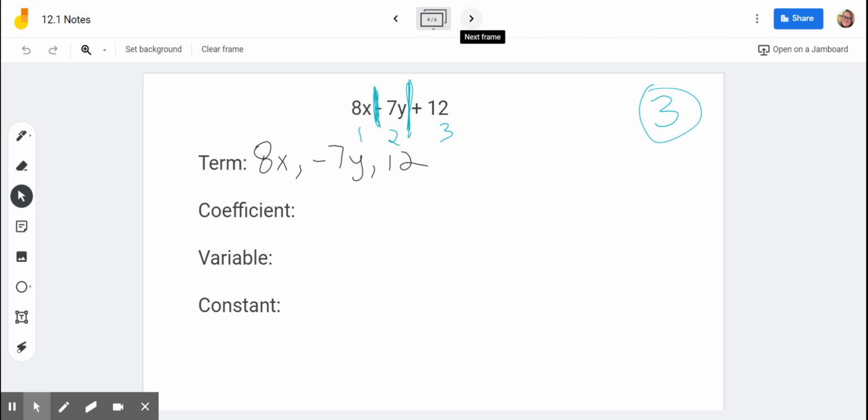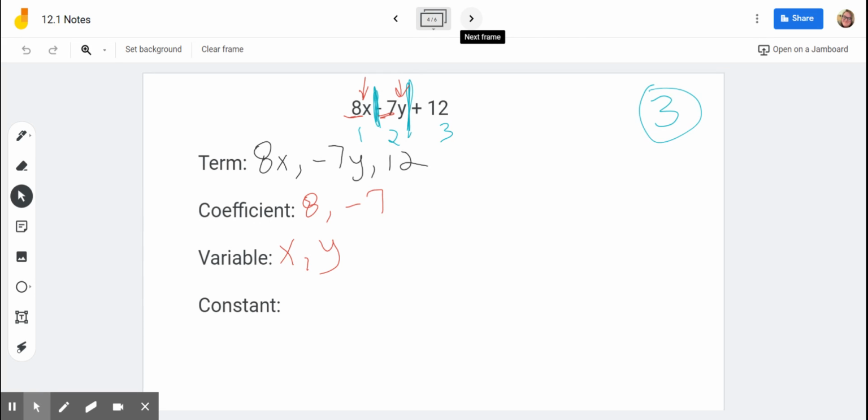For my coefficients, I'm going to have 2 this time because I have 2 variables, and my 2 variables are what? Right, x and y. So I'm going to have x and y as my variables. And for my coefficients, it's the numbers in front of them. So I'm going to have 8, and this is a negative 7, so I need to make sure to keep that negative. So negative 7 is the other coefficient.